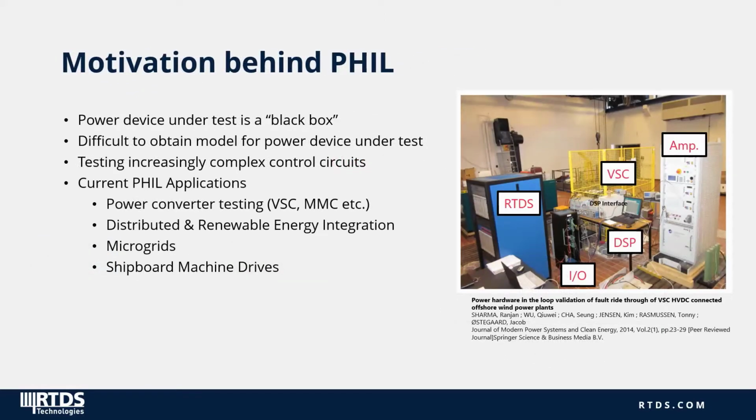So what are some of the motivating factors behind power hardware in the loop testing? Well, oftentimes the power device that we want to test is a black box, meaning that we don't necessarily know the circuit topology or the control details of the device that we're planning to test. Because we don't know these pieces of information, it makes it very difficult to try and create a model for this device. So instead of creating a model for this device, we use power hardware in the loop, and we interface this device with the RTDS simulator. Power hardware in the loop is also very useful if you want to test increasingly complex control circuits, ones that would be very difficult to model within the RTDS.